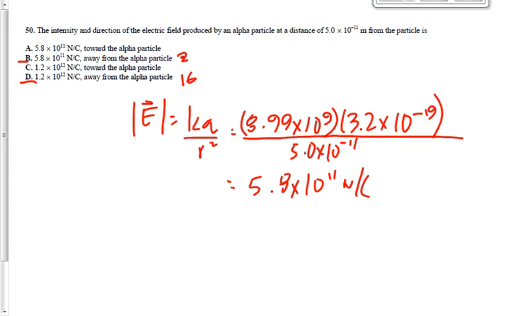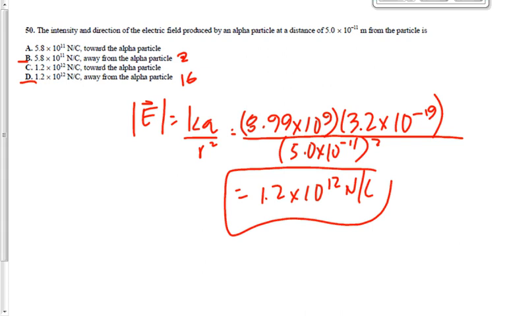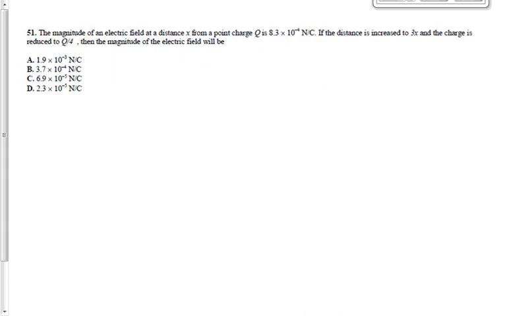We didn't square it. Okay, if we square that, we're not going to get B. If we square it, we're going to get D, 1.2 times 10 to the 12. Don't you hate it when you make a silly little mistake like that, an easy mistake to make, one that all of us have made and probably will make, and they put the answer up there as an option? Okay, be careful with little things like that, like forgetting to square that distance. D is the answer. All right, let's take a look at another one.